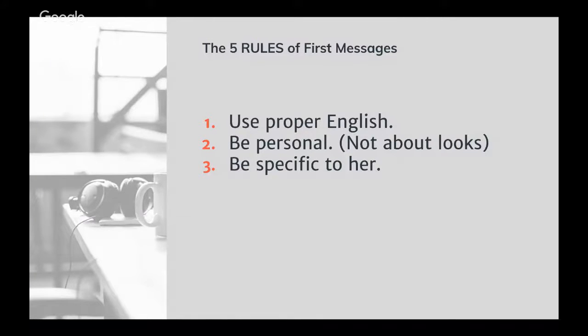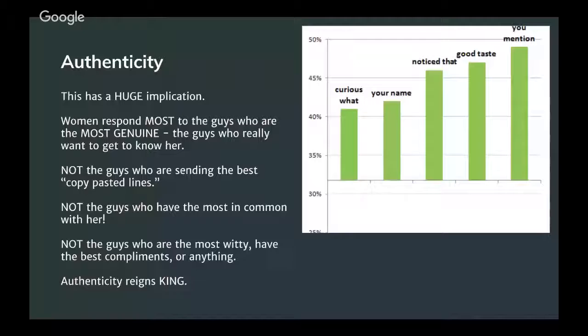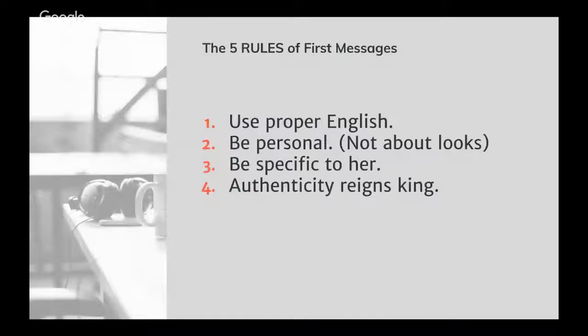Let's talk about common interests, things that you both share. This is where things get insane. All right, so authenticity. This has a huge implication. Women respond most to the guys who are the most genuine, guys who really want to get to know her. Not the guys who are sending the best copy-pasted line, not the guys who have the most in common with her, and not the guys who are the most witty, have the best compliments, or anything else. Authenticity reigns king. So our fourth rule, authenticity reigns king.